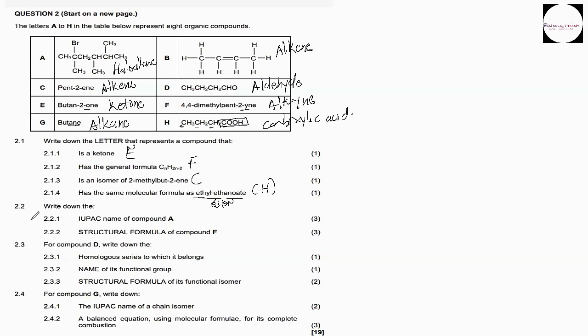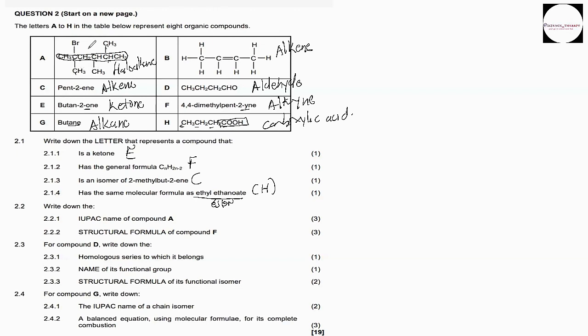So exactly. Then 2.2, write down the IUPAC name of compound A. So the IUPAC name of compound A. Let's discover our longest chain here. This is 1, 2, 3, 4, 5, 6. Then 1, 2, 3, 4, 5, 6. Okay. So the longest chain is definitely the straight chain. So we can take our straight chain as the longest chain. So there's 6 carbon atoms.